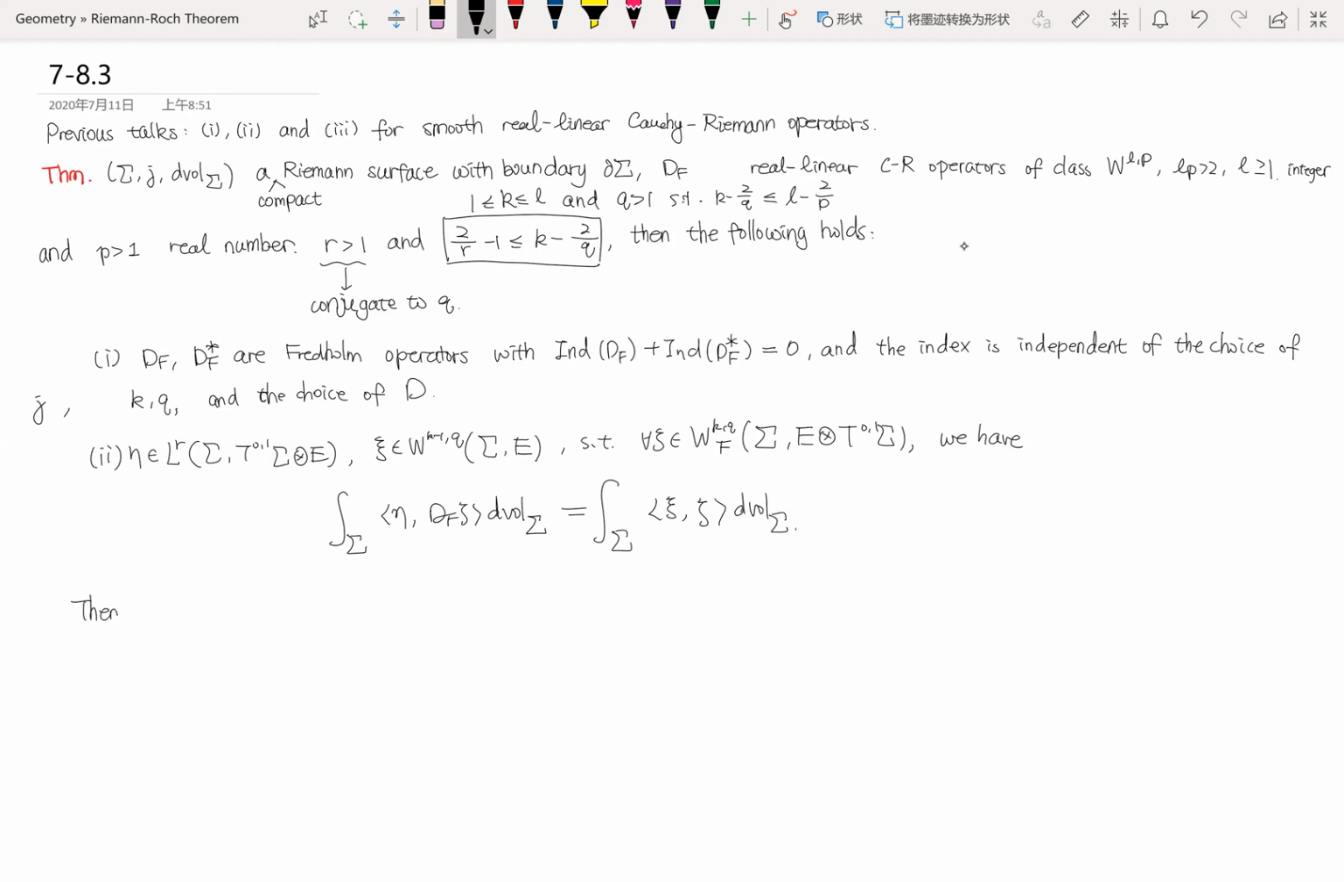Then eta has some regularity. It should belong to W^{k,q} with boundary condition, and here I should pick the corresponding boundary condition, that is T^{0,1} d sigma tensor with F. And we know that D_F star acting on eta is equal to c.